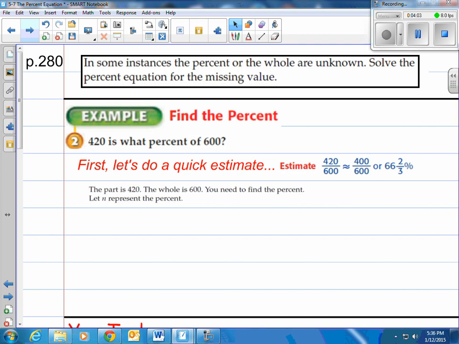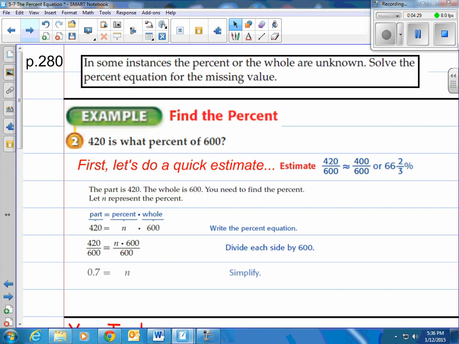It says the part is 420. The whole is 600. You need to find the percent. So n is going to be the percent that we're looking for. Notice how they put the part there, which is 420, equals n, which is the percent, times 600. That equation doesn't change. That's the percent equation. Then, of course, to solve that, you're going to divide by 600 to get n by itself. So the 600s cancel out on the right. You take 420 divided by 600, you get 0.7. Now, that's not written as a percent. That's written as a decimal. So we would write it as 70%. So we would say 420 is 70% of 600.